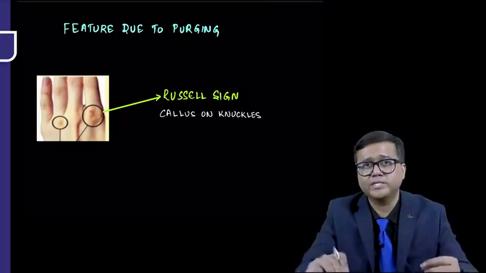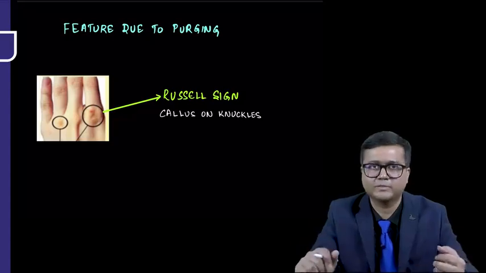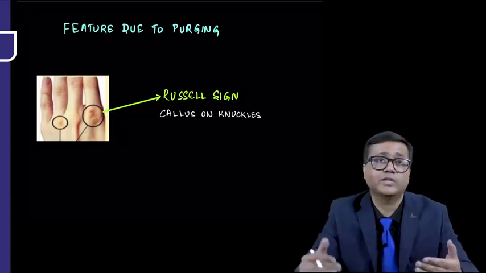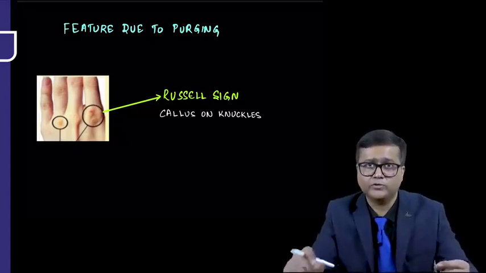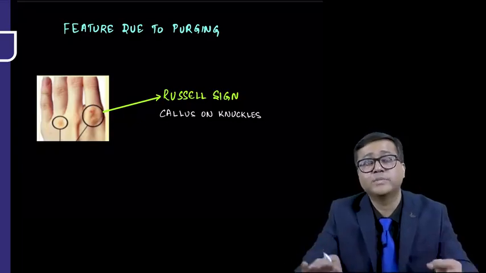Now it can be seen in bulimia nervosa, where there are episodes of binge eating followed by compensatory mechanisms like purging, as in this case. And also it can be seen in anorexia nervosa. As we know, in anorexia nervosa there are two subtypes. One is restrictive type and the other is binge eating purging.